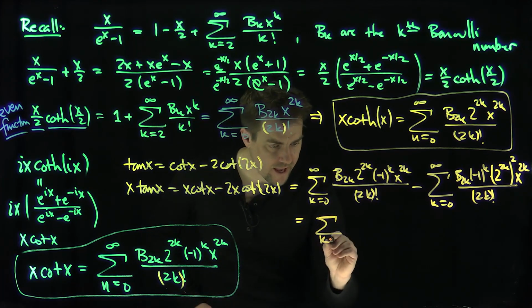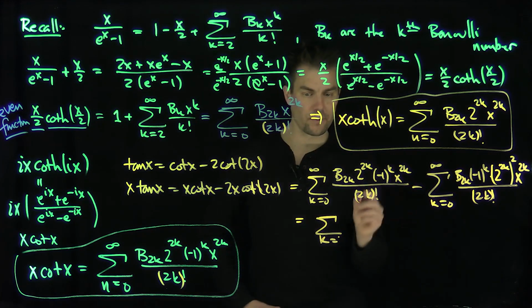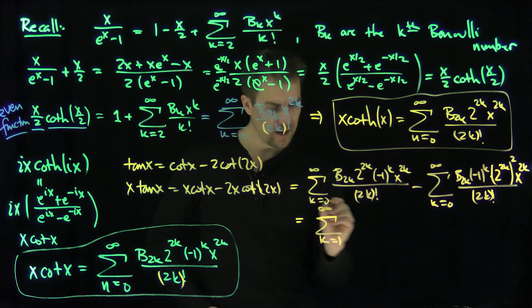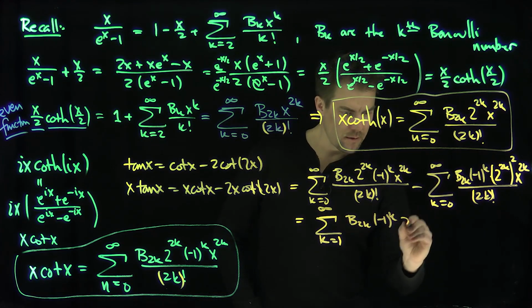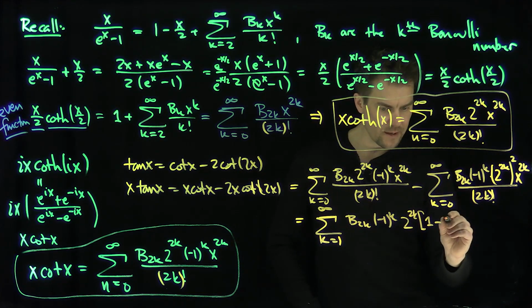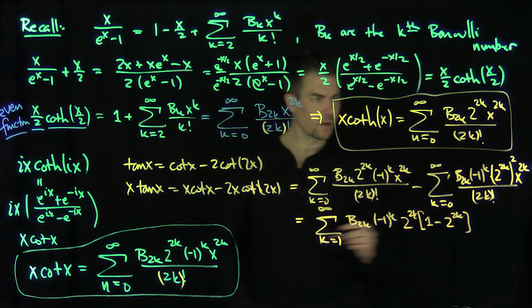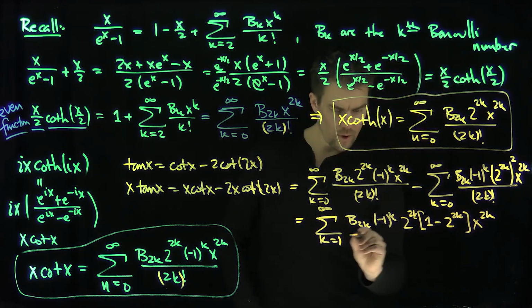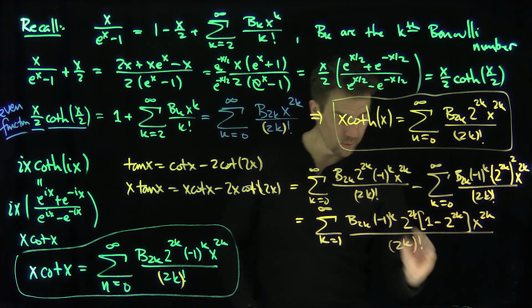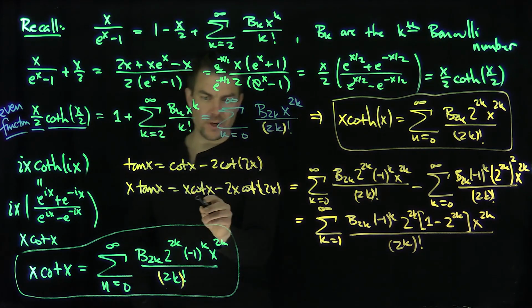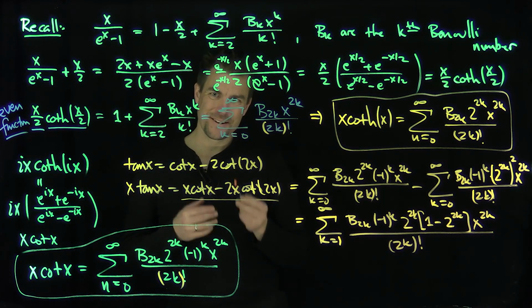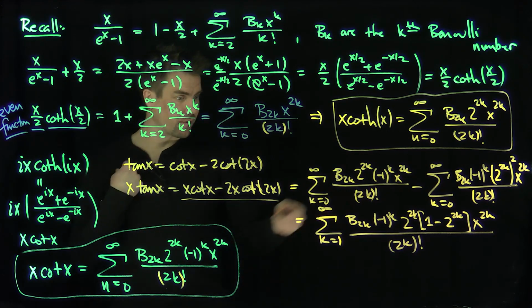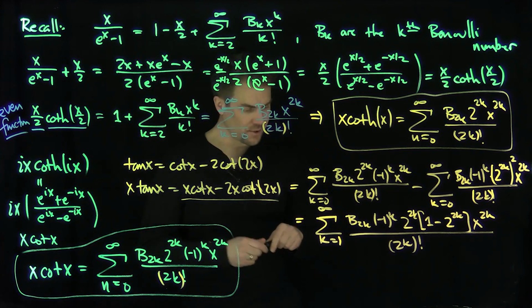So this is going to be equal to the sum, k goes from 1, because the first term zeroes out, to infinity of B_{2k}, negative 1 to the k, then 2 to the 2k, and then 1 minus another 2 to the 2k, like so, x to the 2k over (2k) factorial. Great. That's the Taylor expansion for x cotangent of x minus 2x cotangent of 2x. So what can I do? If I divide by one power of x, I'll have the Taylor expansion for tangent of x.